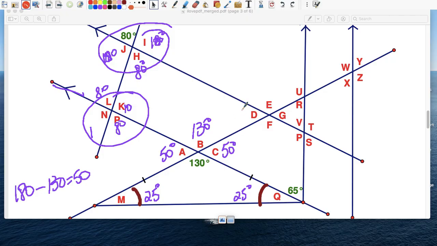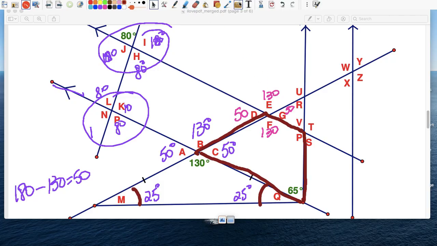So that's 50. That's 130. That's 130. Now if you look here at the bottom, there is a trapezoid. Right, there's this trapezoid right here. And the trapezoid has four angles. Anything that has four sides, a quadrilateral, the sum of the angles is 360.